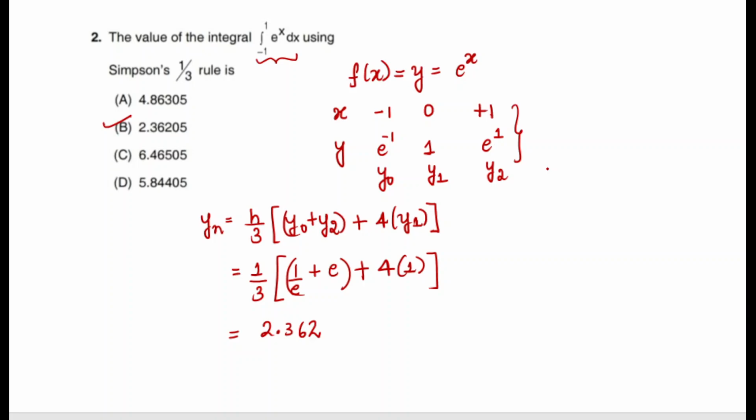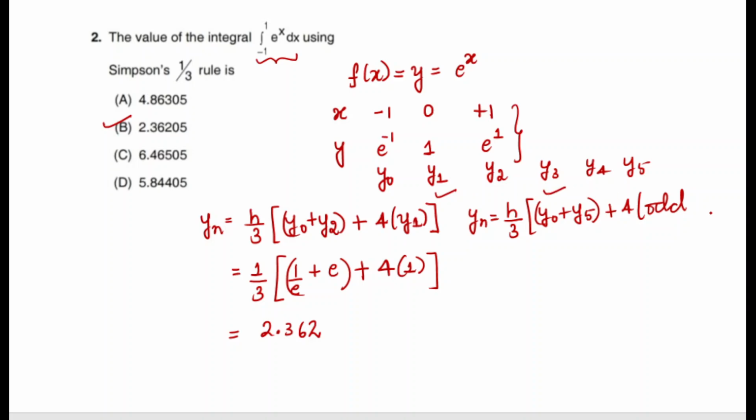And if this extends, meaning if we have a y3 term, y4 term, y5, what will this formula be? You will get the formula yn equal to h divided by 3, y0 plus, this time, y5 plus 4 times the odd terms. Odd terms means y1, y3, like that, plus 2 times the even terms. Even terms are y2 and y4. Yes, I hope everyone is clear with this question. Let us proceed to the next question.